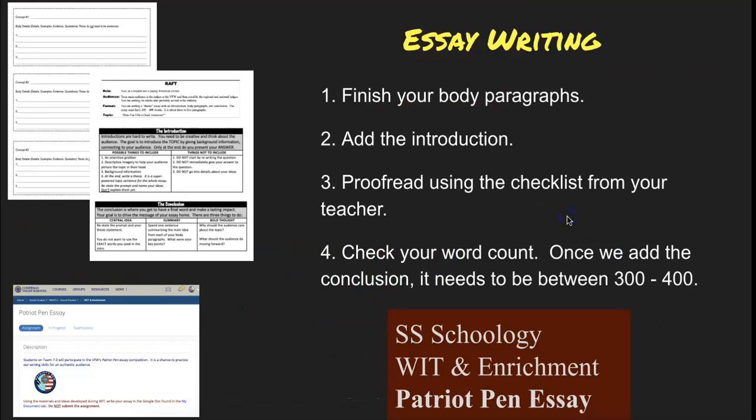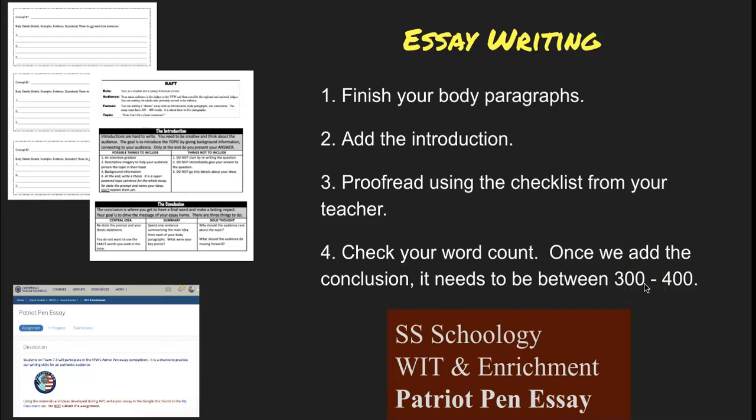At this stage, students should be ready to finish their body paragraphs in the template on Schoology. Then you can go back and add your introduction to the beginning of your essay. Once you're done, if you have time, proofread your writing to look for conventions and style. You can ask one of your teachers for a checklist that will help you do that. And at the end, you want to look carefully at your specific word count. Remember that the overall goal of this essay is for it to land between 300 and 400 words.